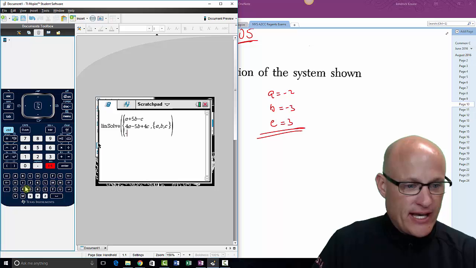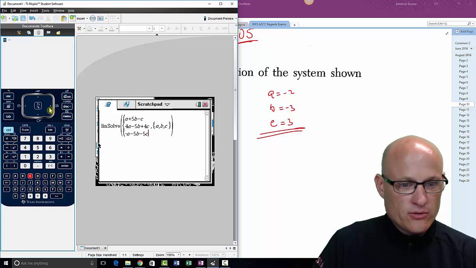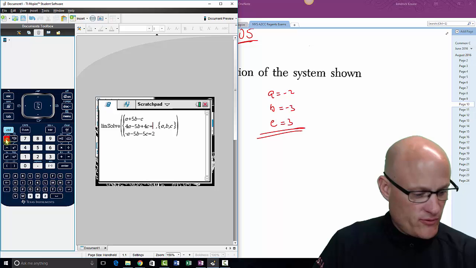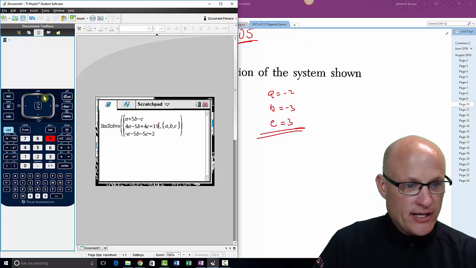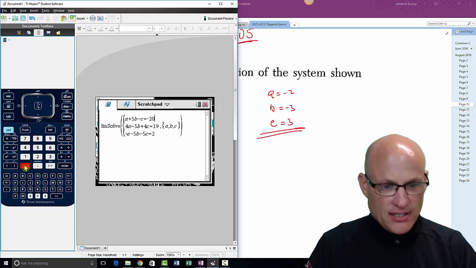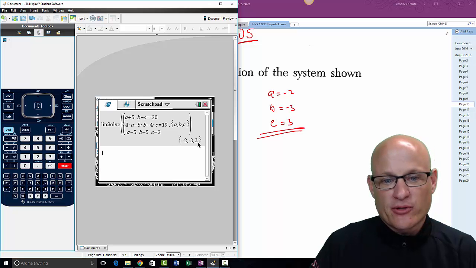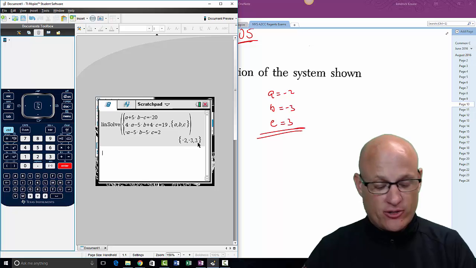So negative A minus 5B minus 5C equals, oh, I forgot to put the equals on these. Equals is right here, equals 2. Equals, of course you got to have that in there, 19, otherwise it doesn't make any sense. And up here, equals negative 20. So I type that in exactly as I got it. And I'm solving for A, B, and C, and I hit enter, and there it is. A is -2, B is -3, and C is 3. There's another way to use your graphing calculator to solve this problem.